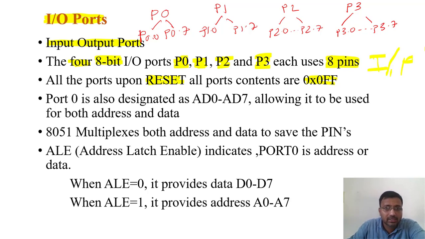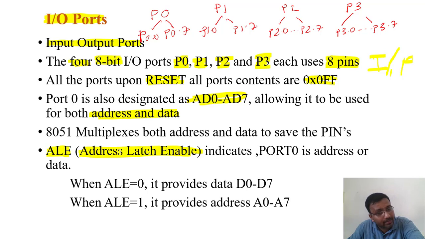Then port 0 is also designated for the address and data bus, allowing it to be used for both address and data. Port 0 and port 2: port 0 is multiplexed, that is address and data, and port 2 is only for address. Also, 8051 multiplexes both the address and the data to save pins. For that it uses the ALE pin. ALE stands for address latch enable.